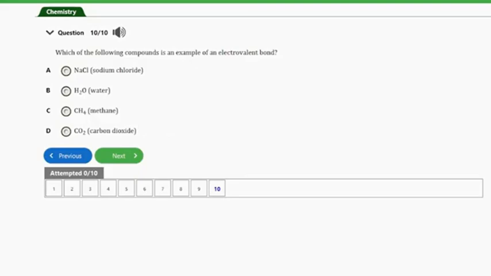It says, which of the following compounds is an example of an electrovalent bond? A, sodium chloride, B, water, C, methane, D, carbon dioxide. So guys, the answer to this question is option A, and that's sodium chloride. Sodium chloride is an electrovalent bond since it's a bond between a metal and a non-metal.